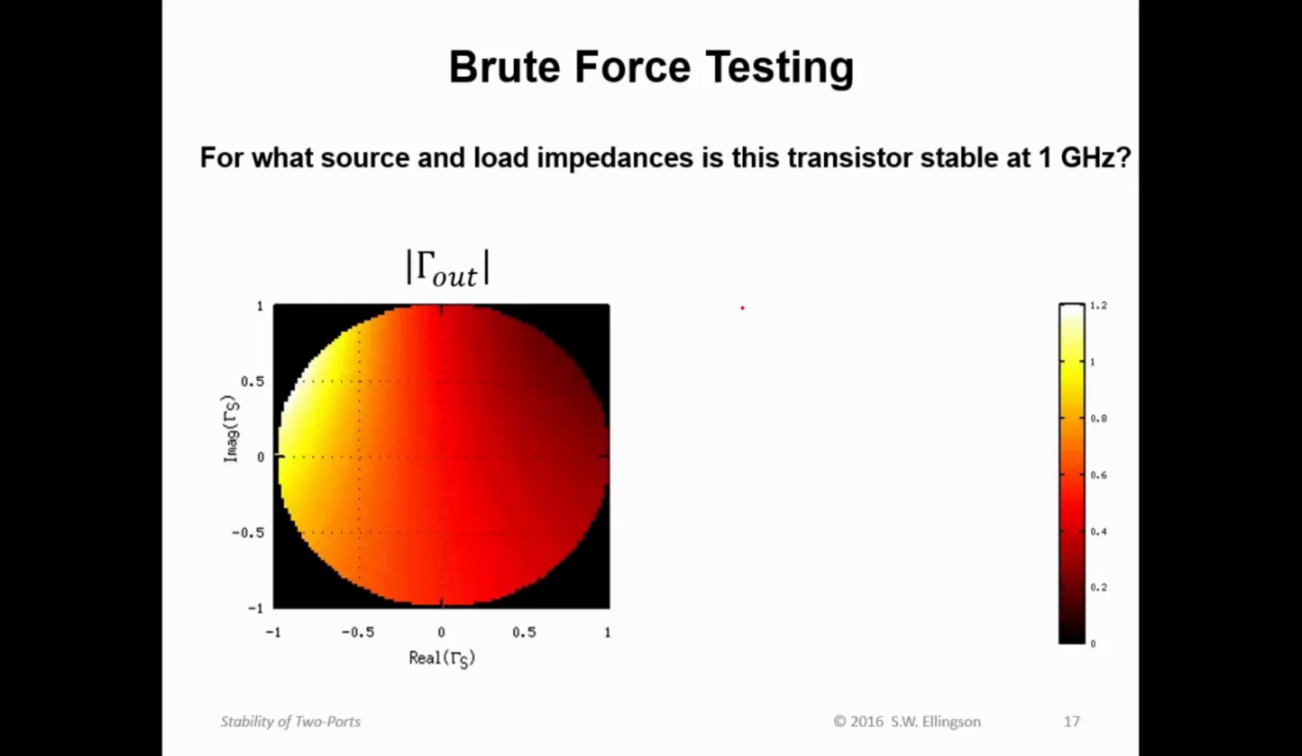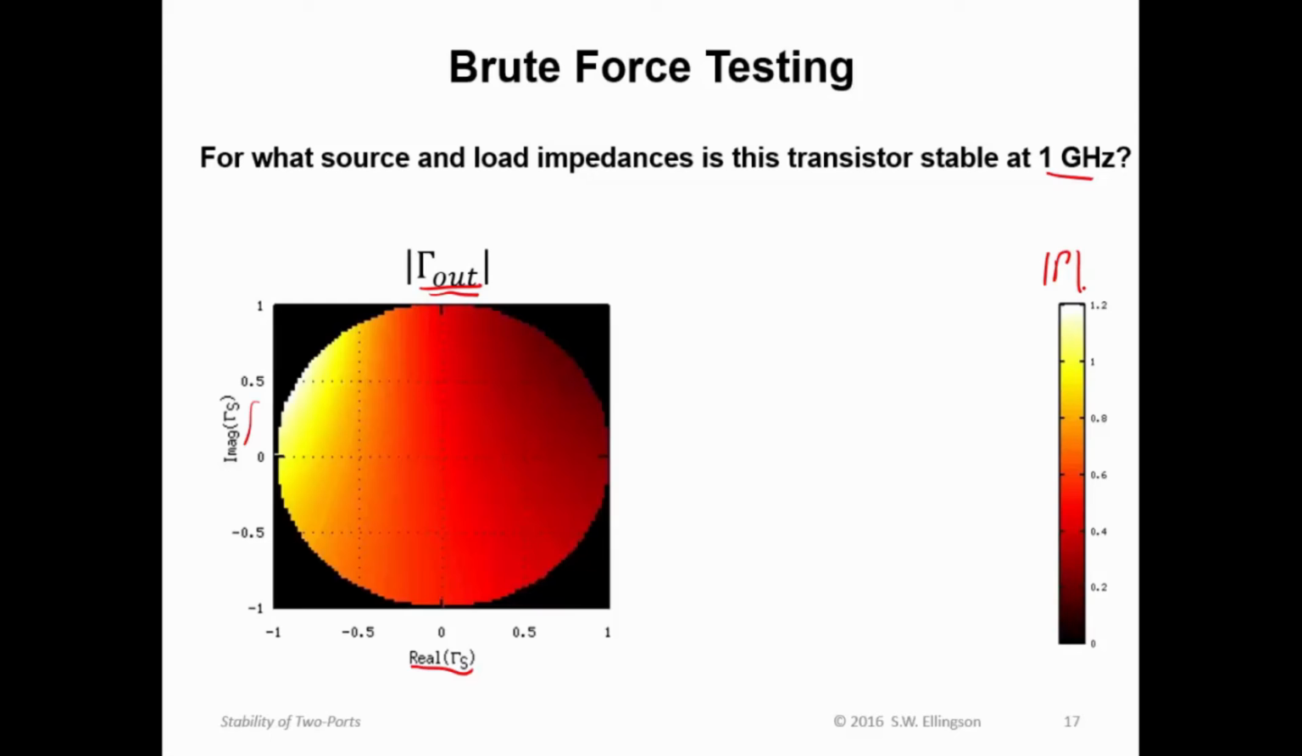Okay, the second method is brute force testing. So I'm going to use the same example, the same transistor with the same S parameters and the same frequency, 1 gigahertz, and do brute force testing. So what I've done here is I've made this map of the magnitude of the output embedded reflection coefficient. Here's the real part of gamma sub S, here's the imaginary part of gamma sub S, and the color indicates the magnitude of the reflection coefficient.